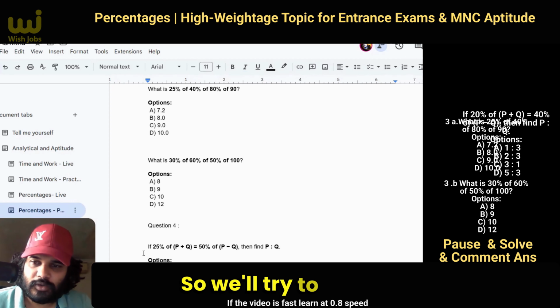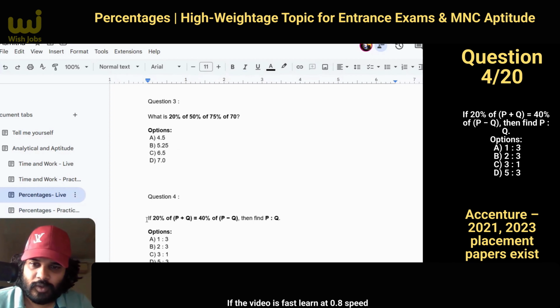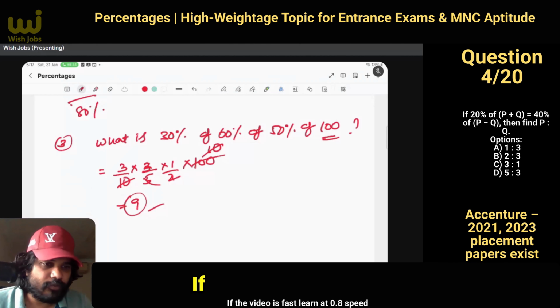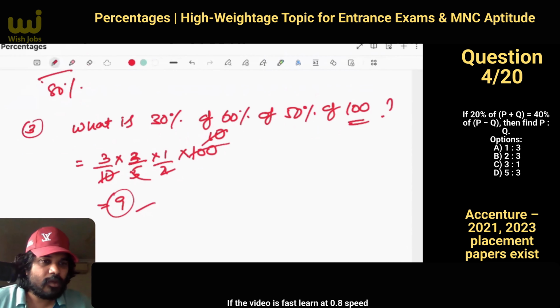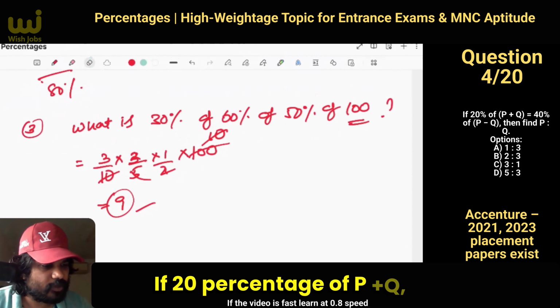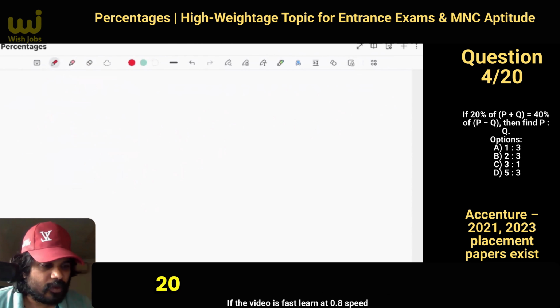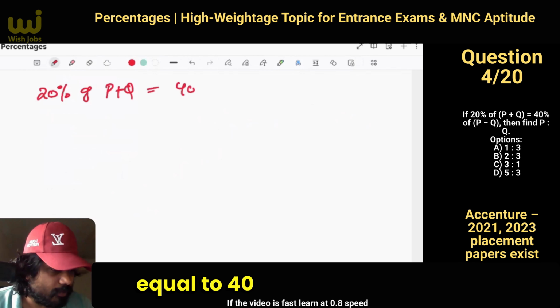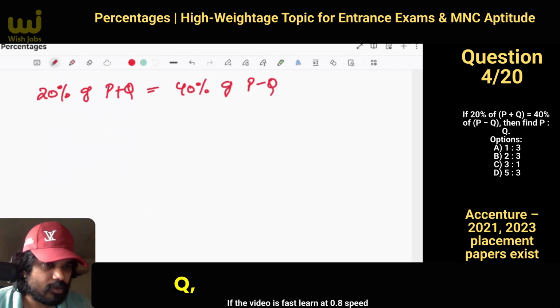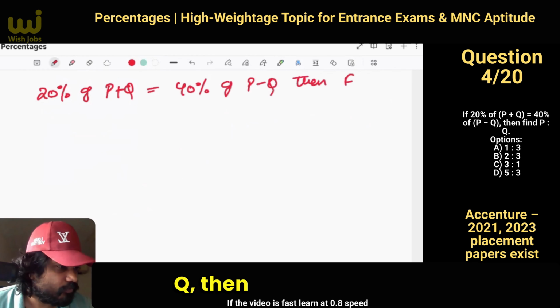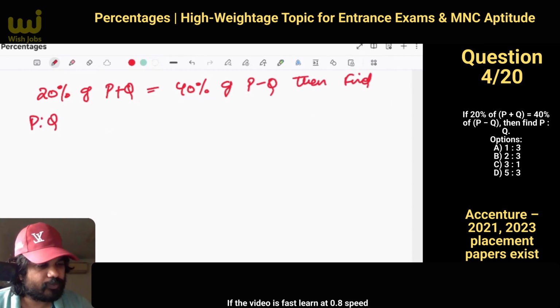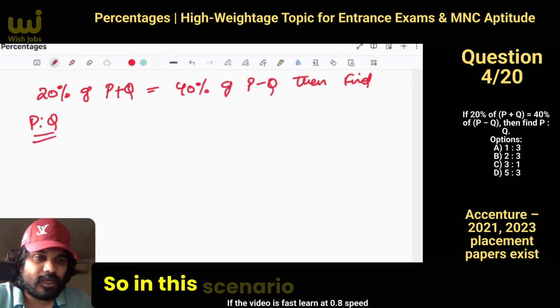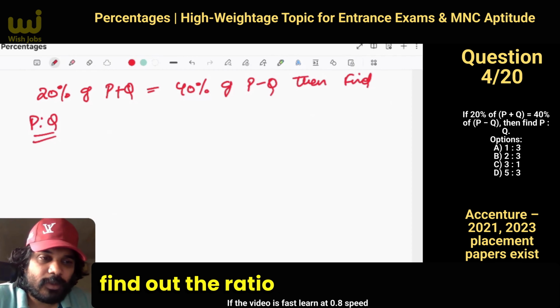So we'll try to solve the fourth question. If 20 percentage of p plus q equal to 40 percentage of p minus q, then find p is to q. Okay, so in this scenario, we just need to find out the ratio between P and Q.